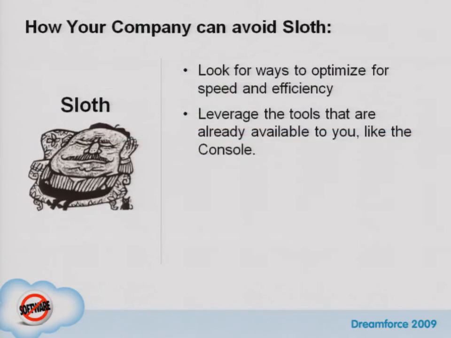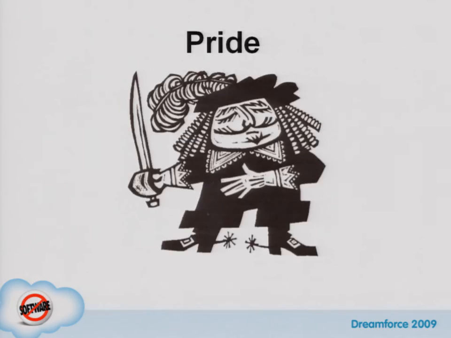So there's how to avoid sloth. Just look for ways to optimize for speed and efficiency, and make sure that people are invested, to prevent them from being indifferent and apathetic. Make sure that you use tools that are actually already available to you, like the console. And with that, I would say to leverage tools like help and training, which are really easy to help you go ahead and set all this stuff up.